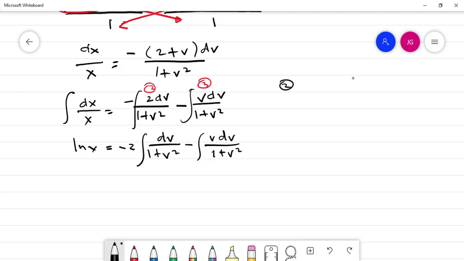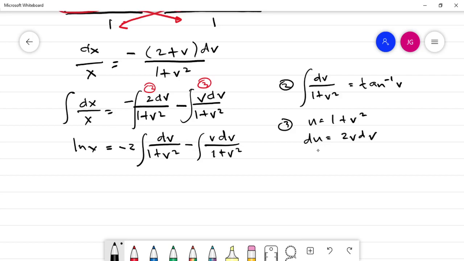Okay, sa second term na to guys, we have dv over 1 plus v squared, whereas it is also equal to tan, tama? Arctan v. Okay, and for 3, we have u is equal to 1 plus v squared. Then du is equal to 2v dv, whereas naatay neutralizing factor nga 1 half. Because naatay v dv sa ato ang numerator.